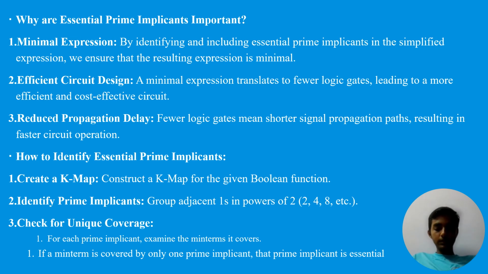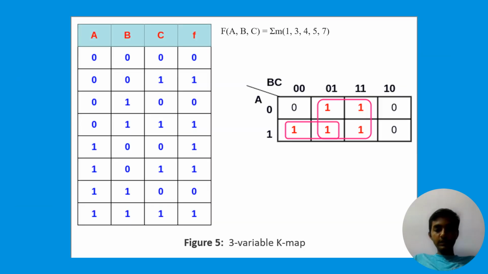Now, this is the example for a three-input variable K-map. The question is f(a, b, c) equals summation of m(1, 3, 4, 5, 6). That means we have to place 1 in the cells 1, 3, 4, 5, 6. Then we get this K-map. For this, we have to check for essential prime implicants, which is given in the next slide.